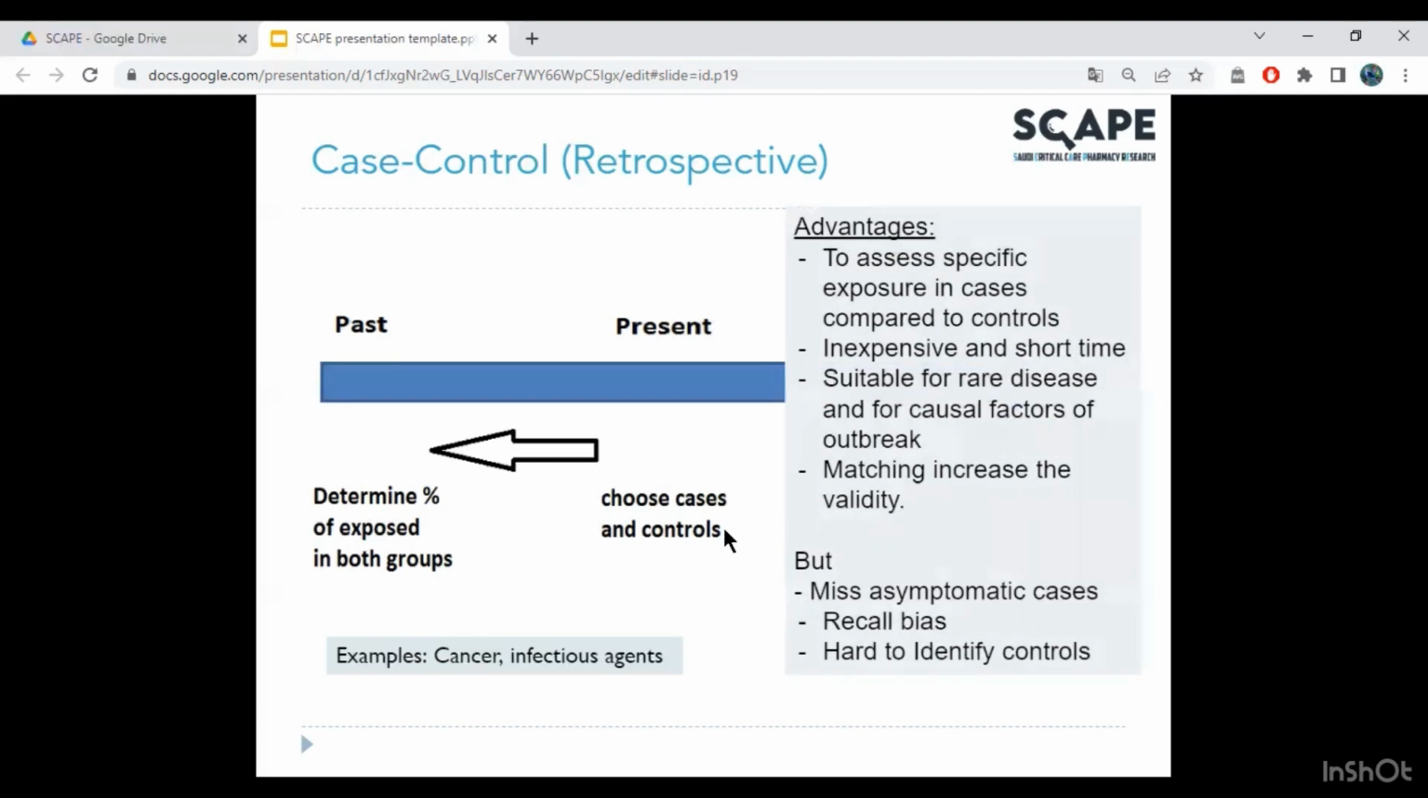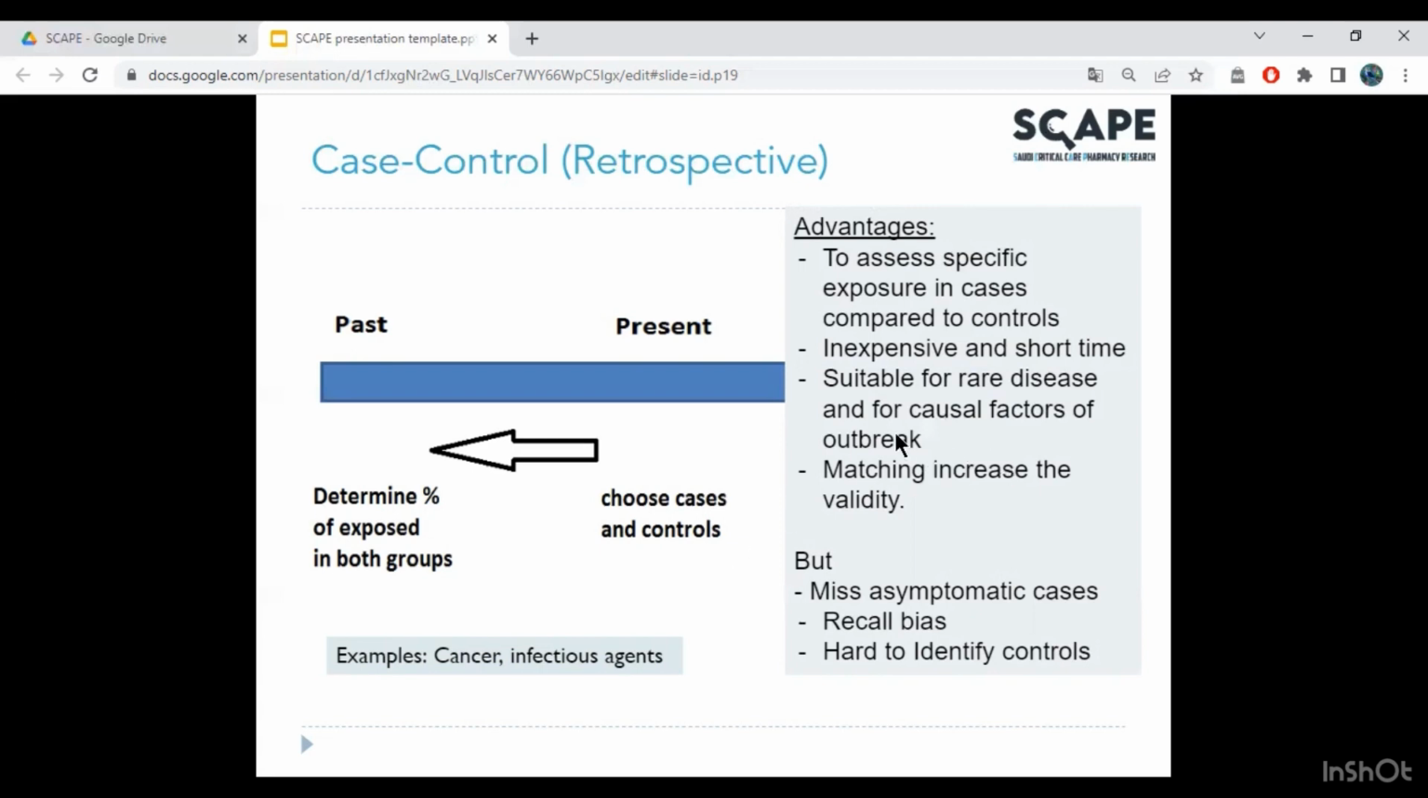It is inexpensive and happens in a short time. Now, of course, nothing in medical research is finished in a short time, but compared to cohort studies or RCTs, case control is considered to finish in a relatively short time, especially if the data are available. Case control is suitable for rare diseases because we don't need a very big sample size. We want to have a few cases and a few controls of the disease.